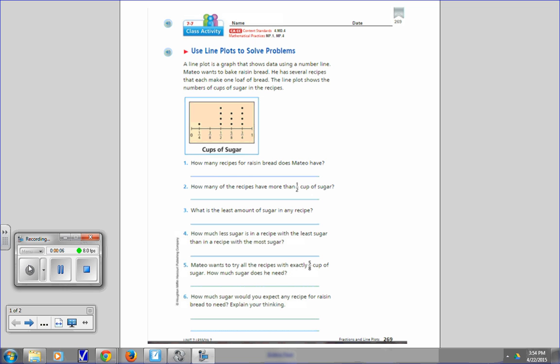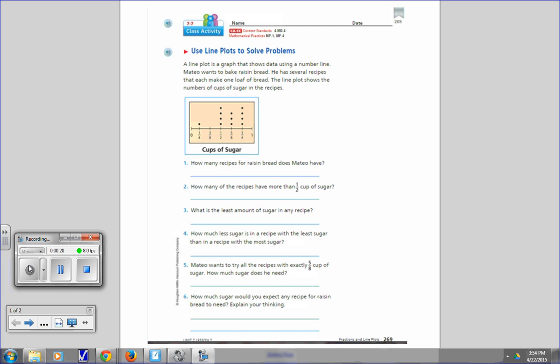Okay, welcome to lesson 7. We're going to use those line plots that we talked about in measurement and data. I think that was unit 5. A line plot is a graph that shows data or information by using a number line.